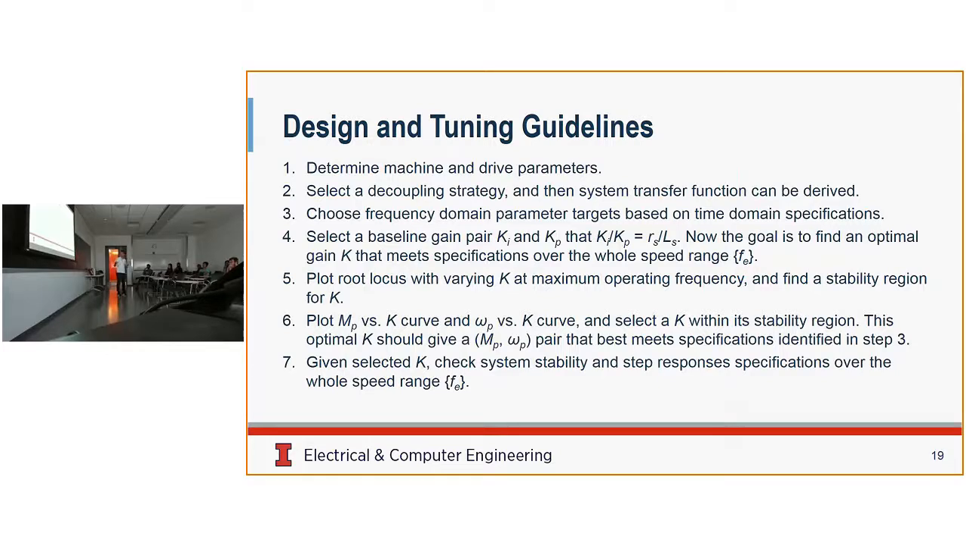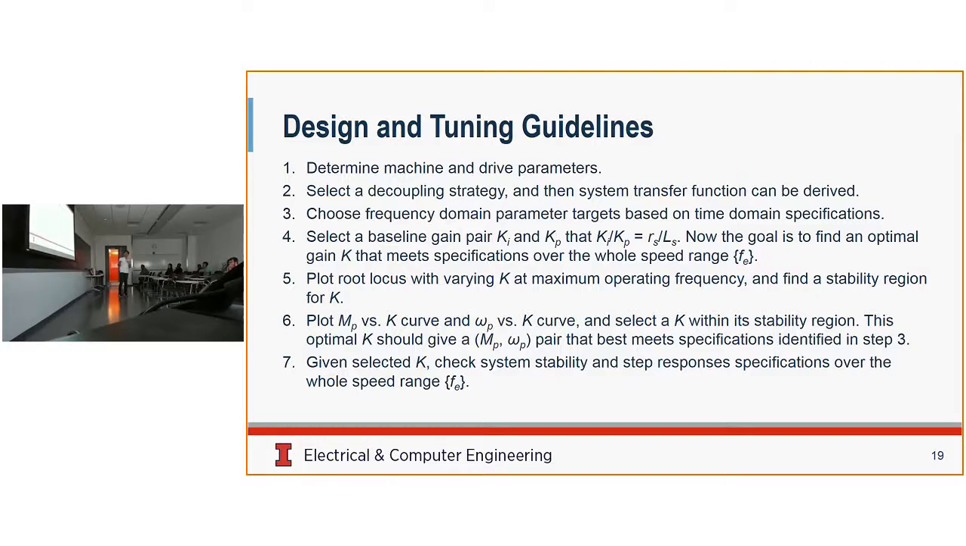So with these observations and characterization modeling techniques, we can get design and tuning guidelines for a synchronous PI regulator design. First, we need to determine the machine and the drive parameters like the reactance, the inductance and the resistance, and also the switching frequency is a key parameter for our design. And then we can select a decoupling strategy based on the comparative study, and then the system transfer function can be derived.